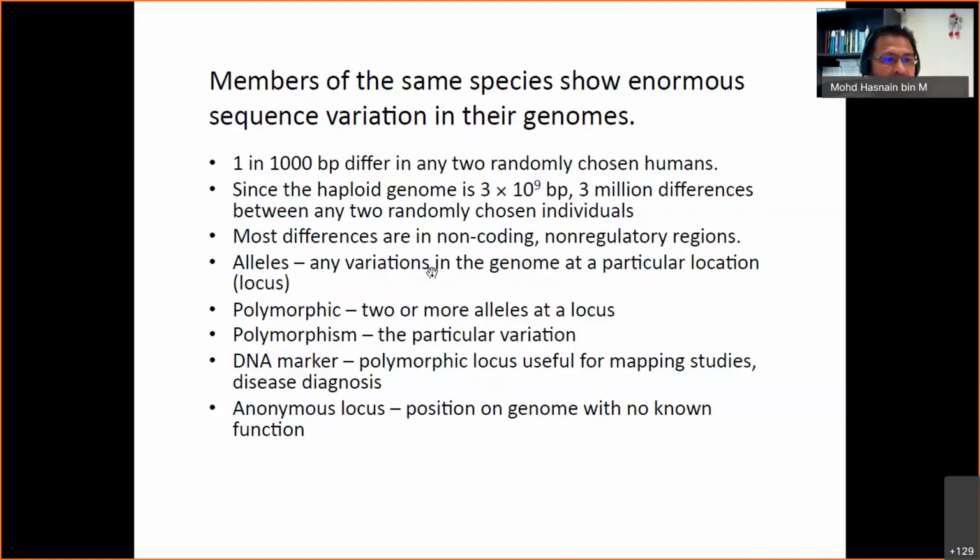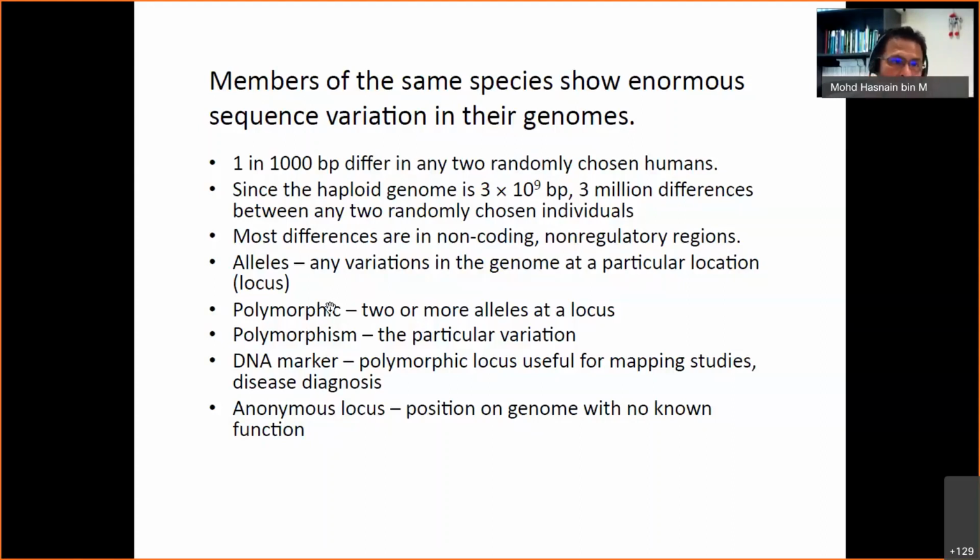Alleles: any variation in the genome at a particular location. When you talk about alleles, we have 2 copies, or 2 homologs: chromosome number 1 has 1 pair, chromosome 2, 1 pair, chromosome 3, 1 pair, and so on. If you still remember in Mendelian genetics, the gene that codes for color: if big A is for red color, when big A pairs with a small a, it will produce red color only. Small a is white color.